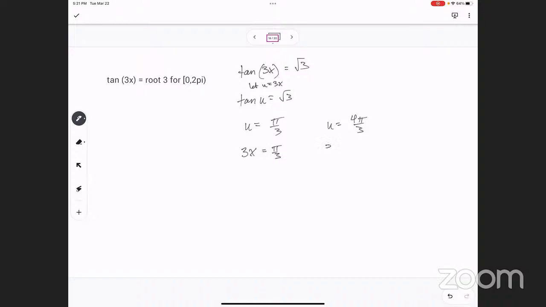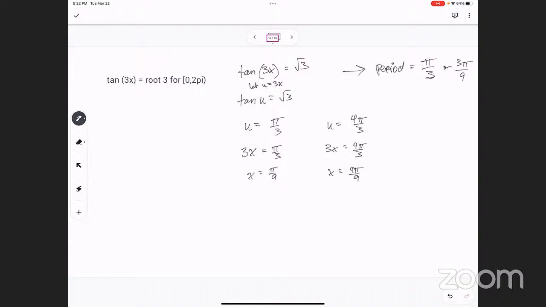So I'm plugging this back in. Got it, everybody? And now I'm dividing by 3. So x equals pi over 9 or x equals 4 pi over 9. But what was the period? Remember, when it's a tangent, it's not 2 pi over b, right? It's just pi over b. So the period equals pi over 3, which is the same as 3 pi over 9.